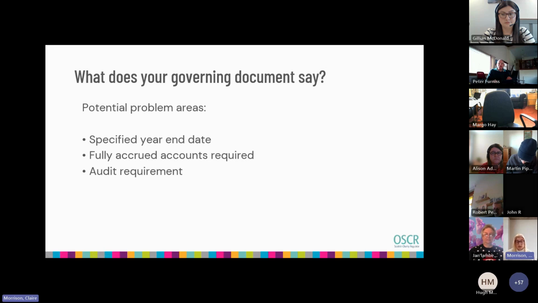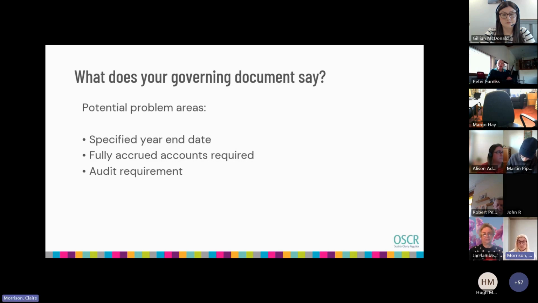As well as the accounting regulations, it's important that you also consider what your charity's own governing document says in terms of your accounts. Your governing document sets out the rules which your charity must follow, and if there are requirements in this which exceed the requirements set out in the legislation, then the governing document must be followed regardless of the income level or legal form of the charity.